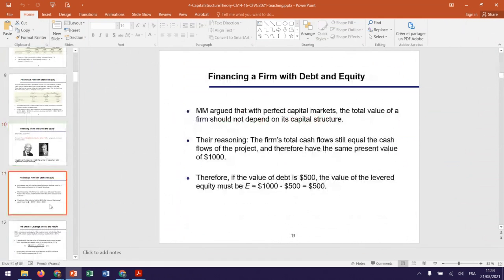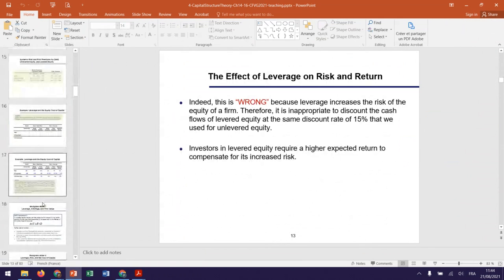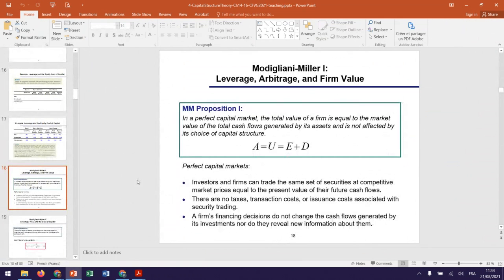Okay, in the perfect capital market, Professors Modigliani and Miller proposed that the total value of the firm is equal to the market value of the total cash flow generated by its assets, and is not affected by its choice of capital structure. It says that A is equal to U. Remember, what is the U? U is unlevered equity. The total value of assets should be equal to the unlevered equity value, which equals debt plus E, where E is the levered equity value.